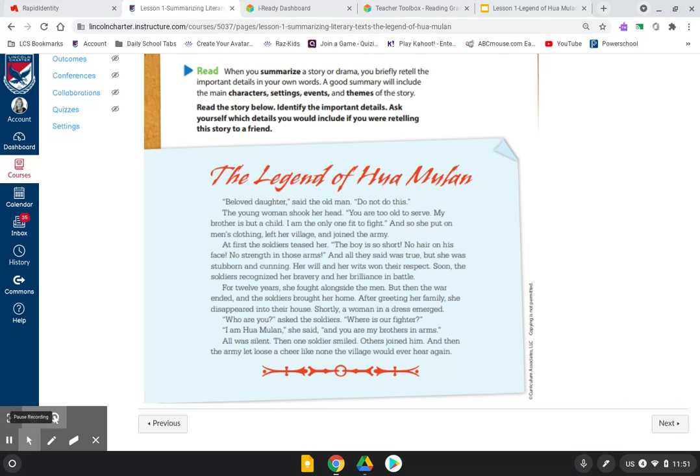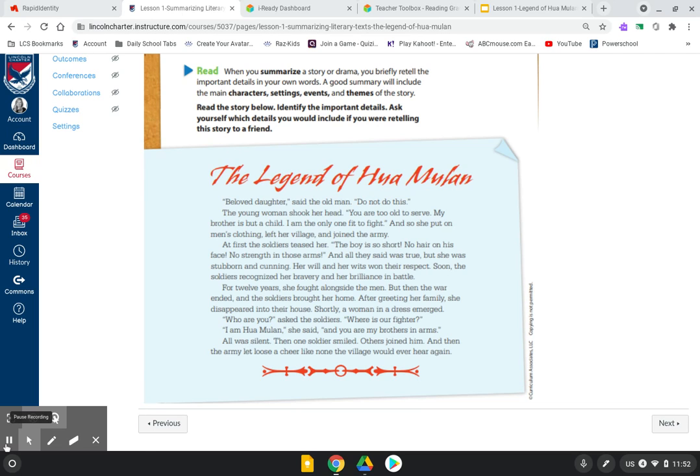After greeting her family, she disappeared into their house. Shortly, a woman in a dress emerged. "Who are you?" asked the soldiers. "Where is our fighter?" "I am Hua Mulan," she said, "and you are my brothers in arms." All was silent. Then one soldier smiled. Others joined him, and then the army let loose a cheer like none the village would ever hear again.